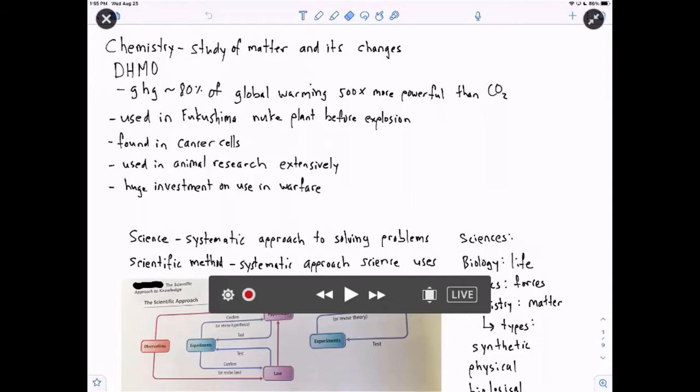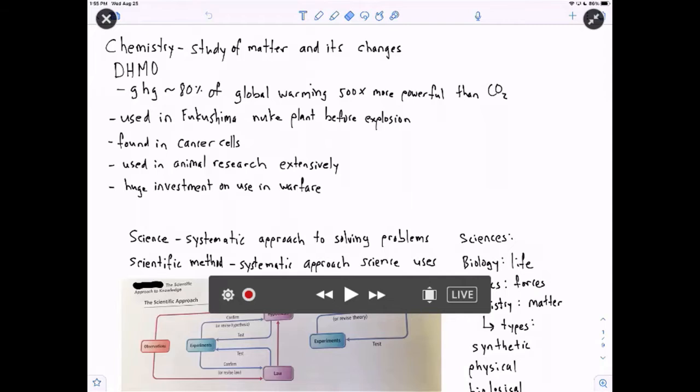So Fukushima, it's a nuclear power plant. We use water to cool things in power plants. It's found in cancer cells. Yep, there's water in cells. You have to give the bunny rabbits water in animal research. Huge investment in warfare. Anyone ever heard of the Navy? So everything here is true.